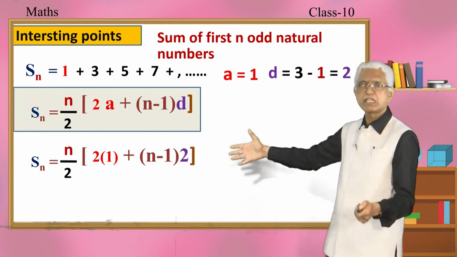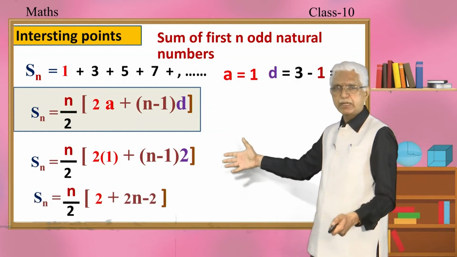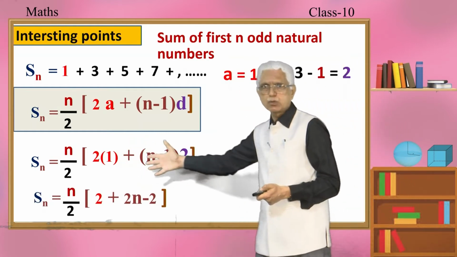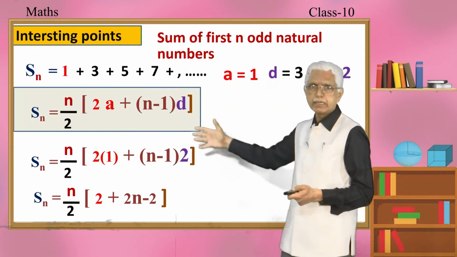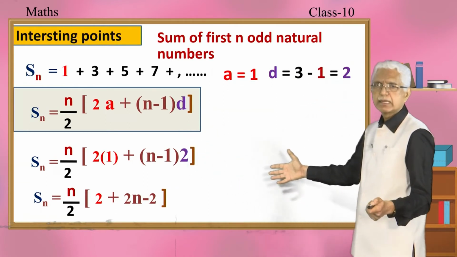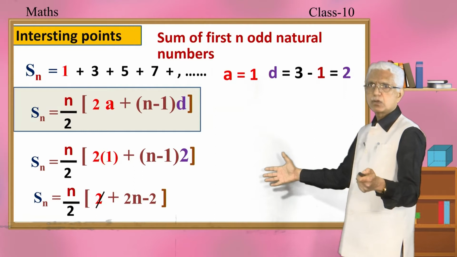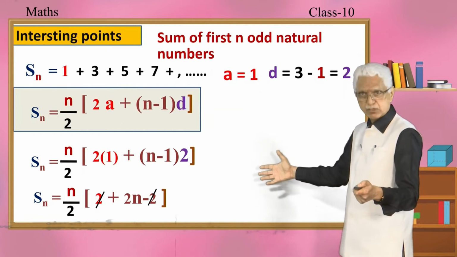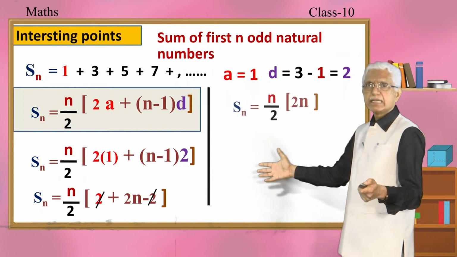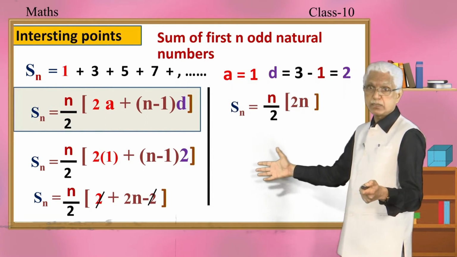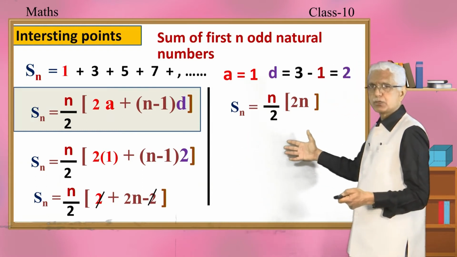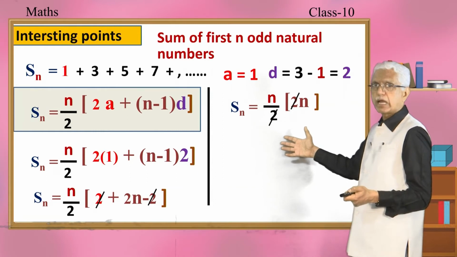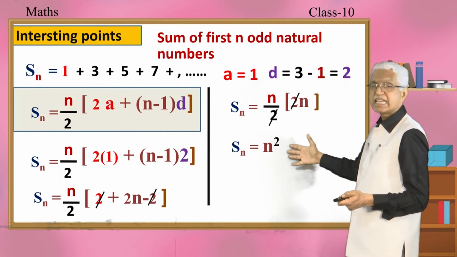I have just substituted, my dear children. So, it is n by 2, 2 into 1 is 2, and I removed the bracket here, 2 into n is 2n, 2 into minus 1 is minus 2, correct. And please observe that plus 2 and minus 2 get cancelled. So, what do I get? Sn is equal to n by 2 into 2n. Plus 2 minus 2 got cancelled, no. So, n by 2 into 2n. Can I cancel this 2 and 2? I can, because it is a product. So, what did I get? Sn is equal to n square.